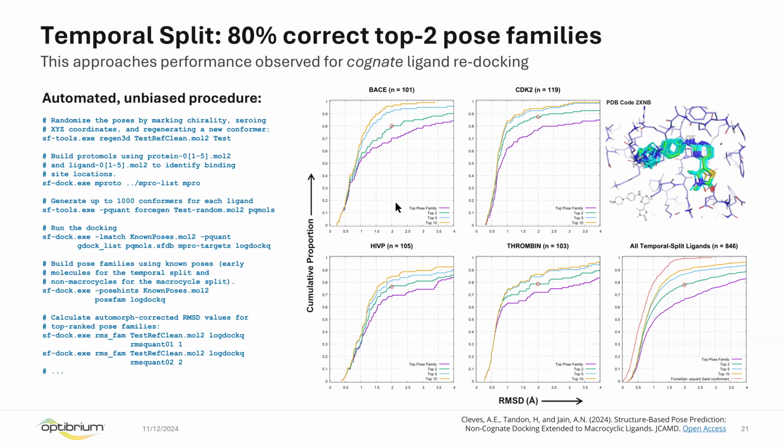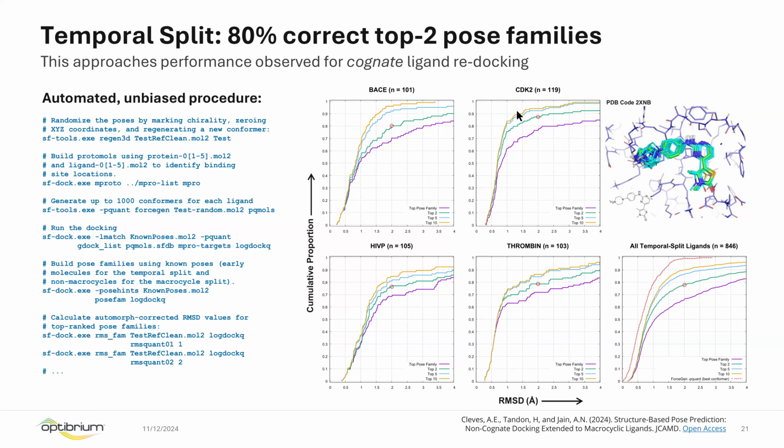And what I'm doing is circling on each of these graphs the success rate that we see at the 2 angstrom RMSD threshold for the top 2 pose families. So that's in green here. So purple's 1, green is 2, cyan is 5, and goldenrod is 10 pose families. And you really don't get much benefit going beyond 10 pose families.